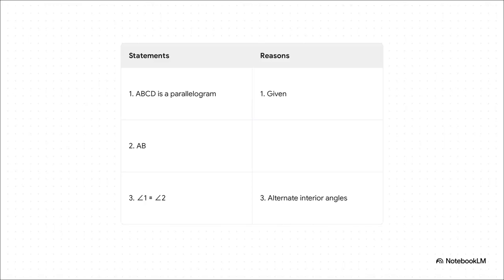Okay, let's build our case step by step. Step 1, we're told that ABCD is a parallelogram. That's a given. Step 2 flows right from that. By definition, we know side AB is parallel to side CD. Now for our first big clue, Step 3. See how that diagonal line cuts across those two parallel lines? It creates a sort of Z shape. And a basic rule of geometry says the angles in the corners of that Z, angle 1 and angle 2, have to be equal. We call them alternate interior angles.